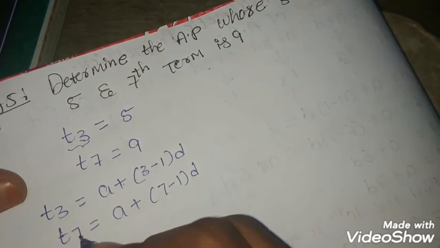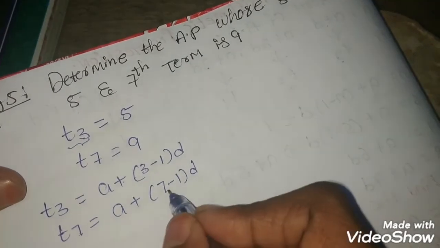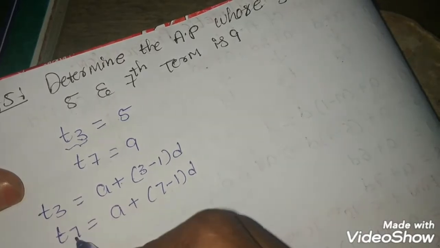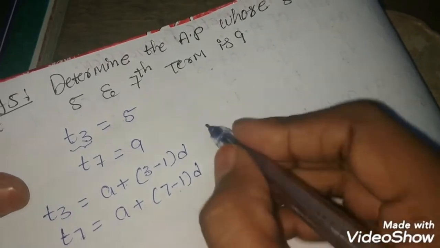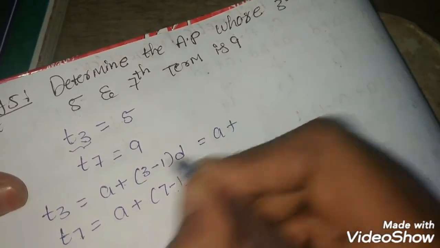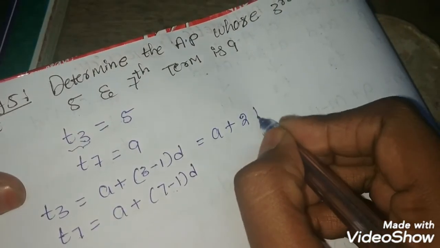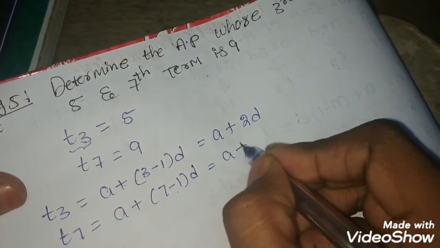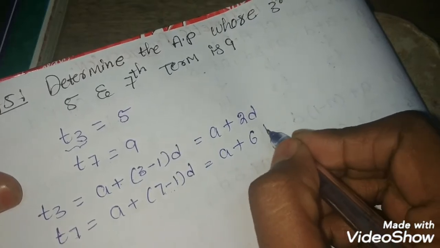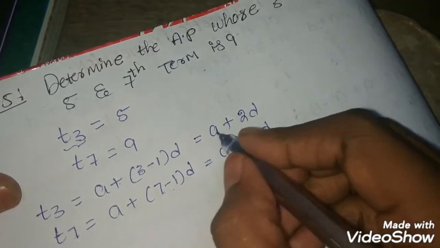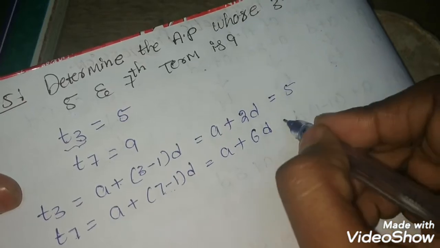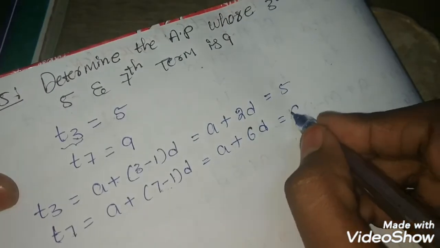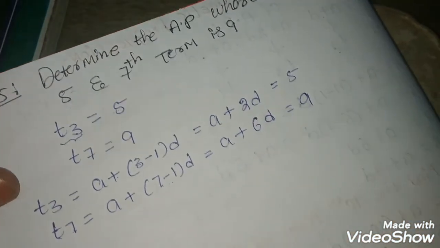The number preceding 7 is 6. 7 minus 1 is 6. So 6 is the preceding number to 7. Are you getting it? See here, A plus 3 minus 1, that is A plus 2D. A plus 7 minus 1, we get A plus 6D. So for A plus 2D, term T3, we get 5. For T7 we get 9. Understand?